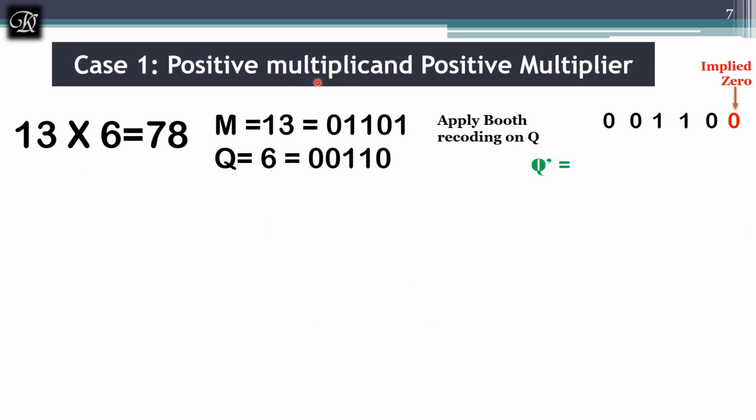Let's take a positive multiplicand and positive multiplier. Both are positive. Let's take an example, 13 multiplied with 6. The answer should be 78 in decimal. So first, check whether any of the M or Q, this is M and this is Q, are negative. No, they are not negative.